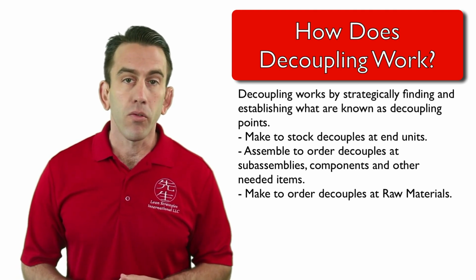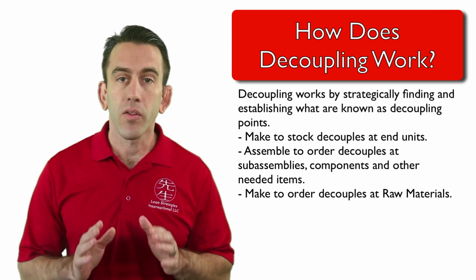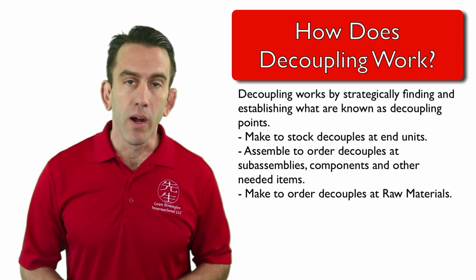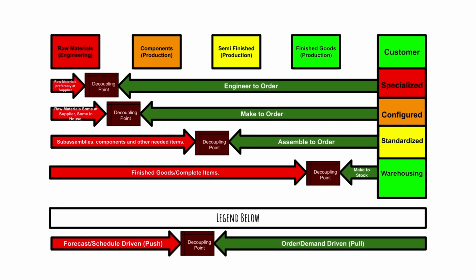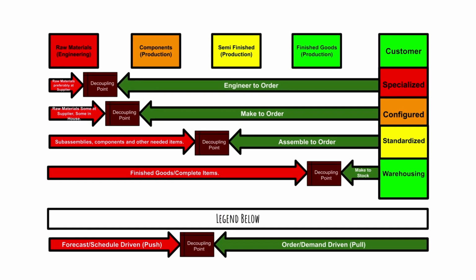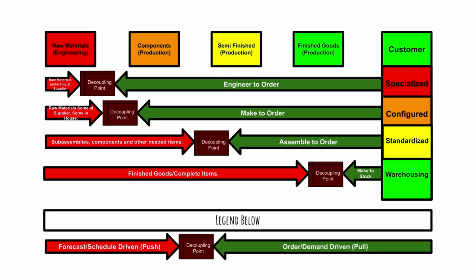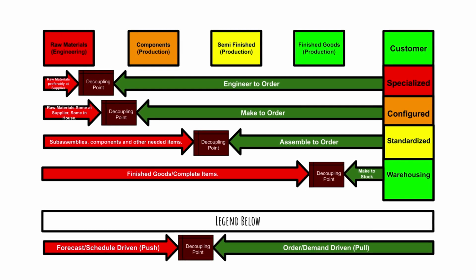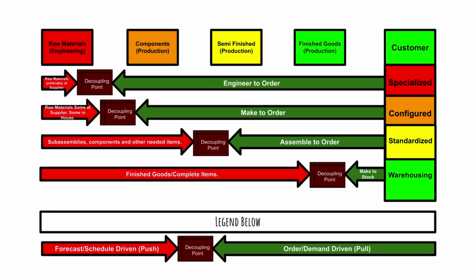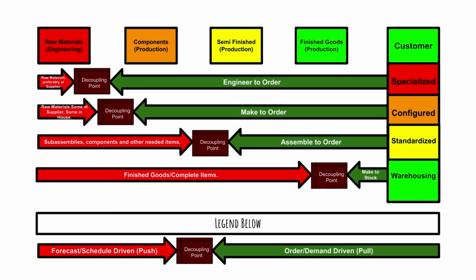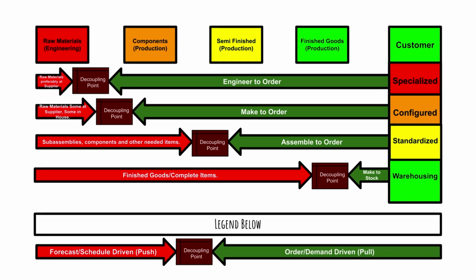Decoupling works by strategically finding and establishing what are known as decoupling points. For example, a make-to-stock environment may decouple by stocking in units, while an assemble-to-order environment would decouple by stocking sub-assemblies, components, and other needed items to complete the customer's order.